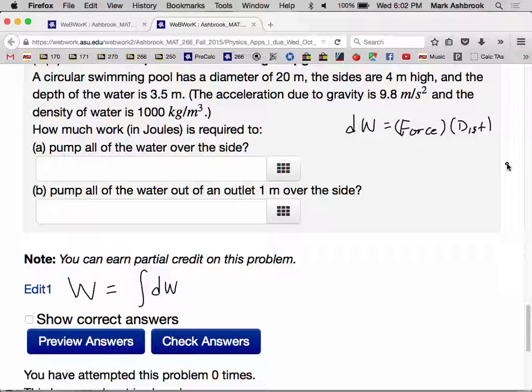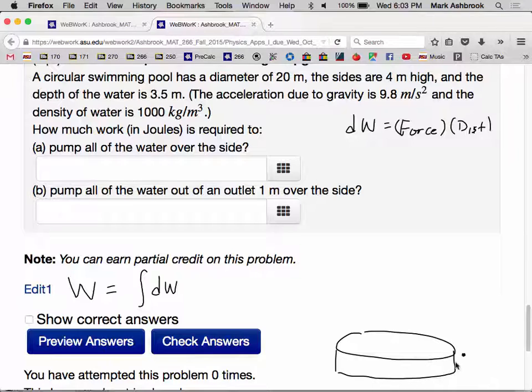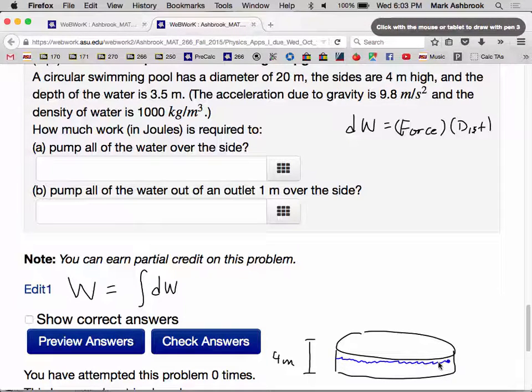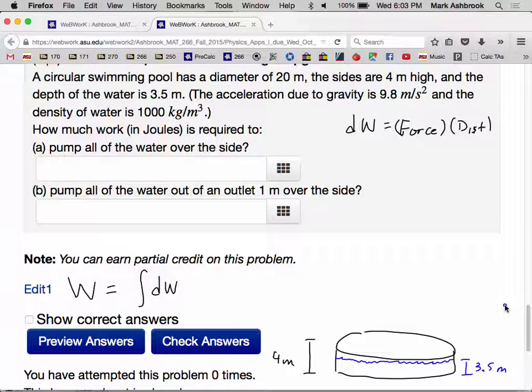So in this, we've got the pool. We're going to empty the pool. Mine is 4 meters high. The water is at 3.5 meters. So, why do we need an integral? Is it because the force changes or the distance changes?